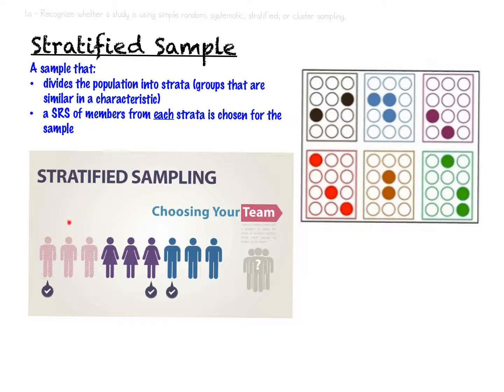This is another visual. So these people have been characterized by some sort of characteristic, and I do a simple random sample to choose one person from each group. So the advantage is that I do have representation of the population. Every group has representation, but a drawback of that is that's going to be very time consuming.